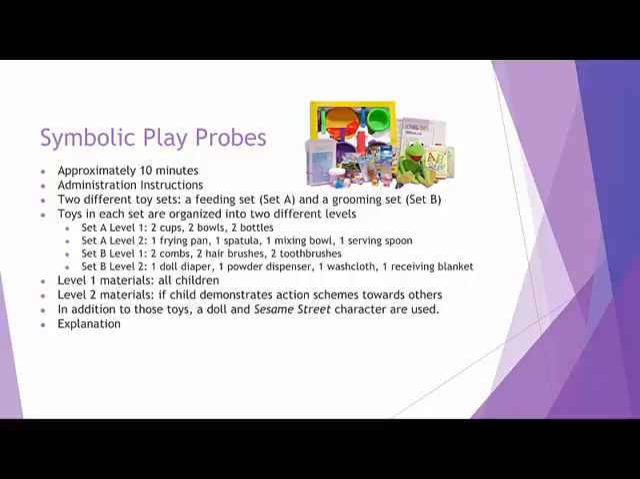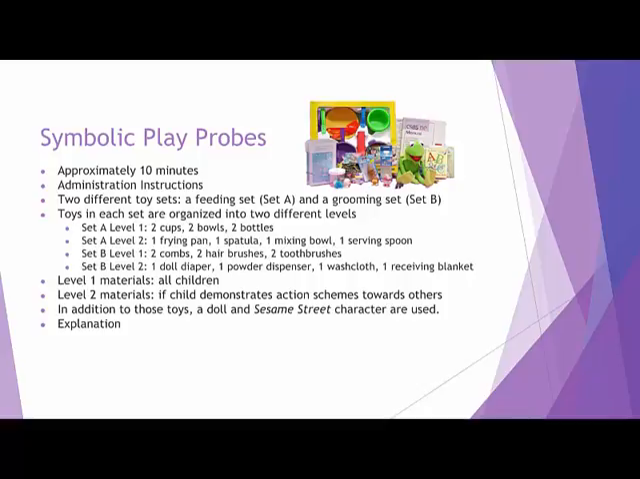Set B level 1 includes 2 combs, 2 brushes, and 2 toothbrushes. Set B level 2 includes 1 doll diaper, 1 powder dispenser, 1 washcloth, and 1 receiving blanket. Materials in Level 1 are presented to all children, and the materials in Level 2 are presented only if the child demonstrates action schemes toward others. In addition to those toys, a doll and Sesame Street characters are used.